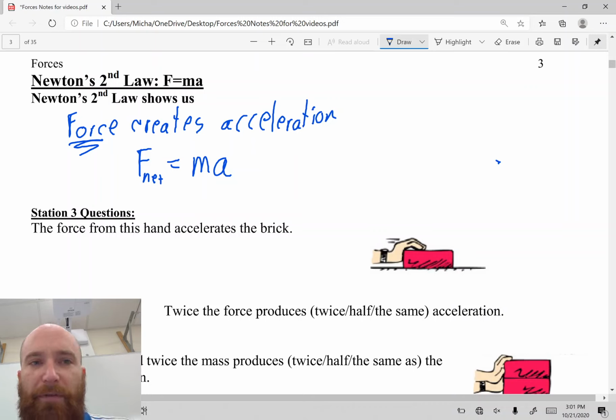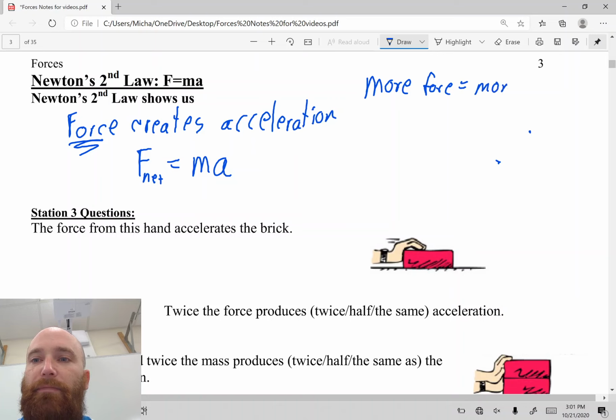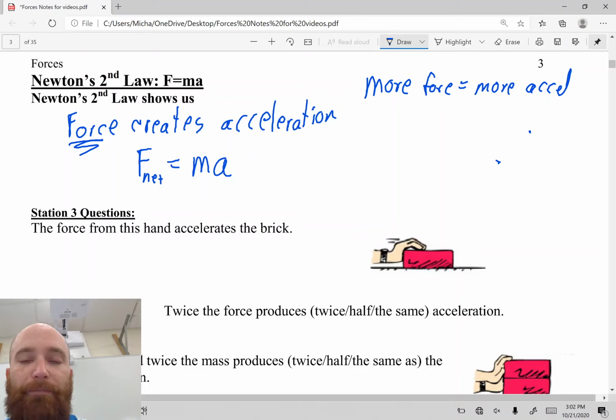Now, he goes a little bit further and creates an equation for that. His equation says that the net force is equal to the mass times the acceleration. A couple consequences here. It basically says that more force equals more acceleration, less force is less acceleration, and no force is no acceleration.